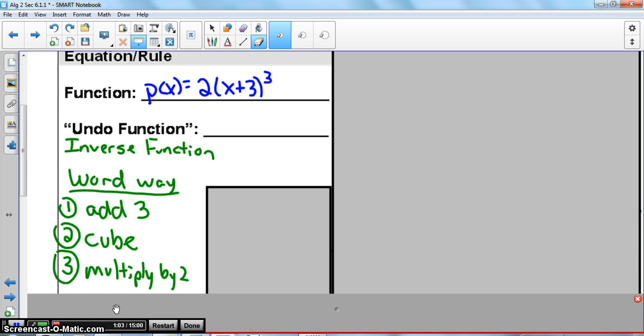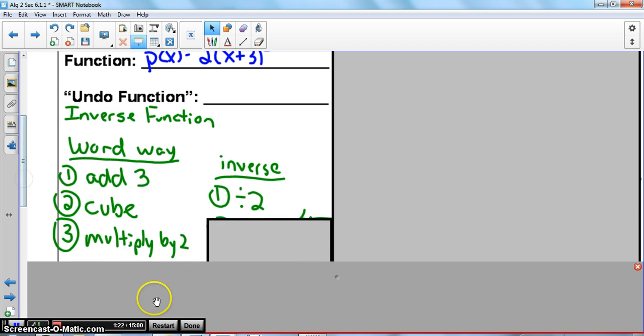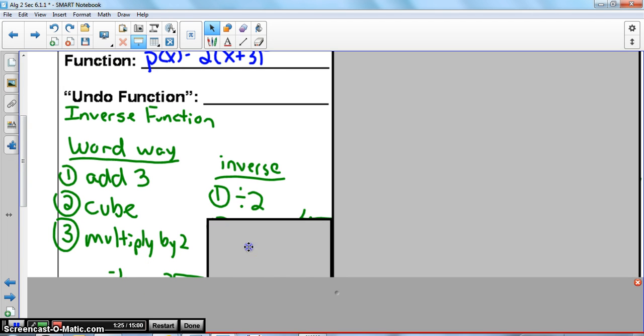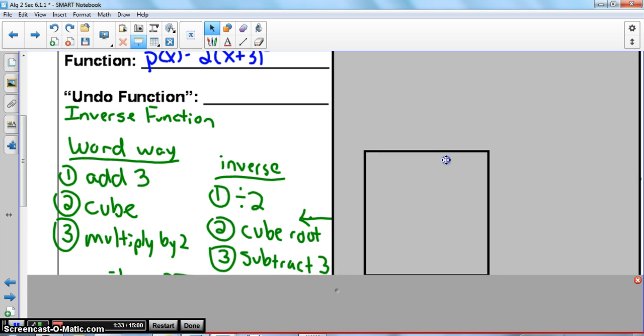Just like when we played the Guess My Number game yesterday, we did the opposite operation, worked backwards. The inverse, or the undo function, does the same thing. So therefore, we start at the bottom and do the opposite operation. So the first thing we would do is divide by 2. Then we would undo the cube, which means we would take the cube root. And finally, we'd undo the adding 3 by subtracting 3.